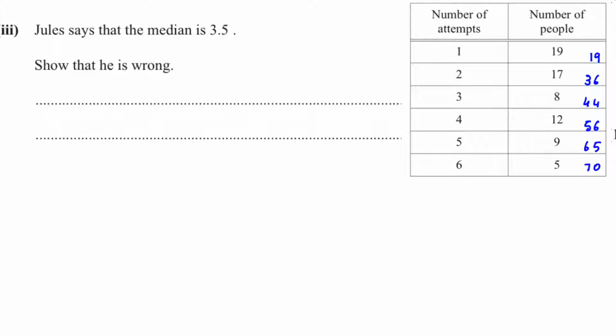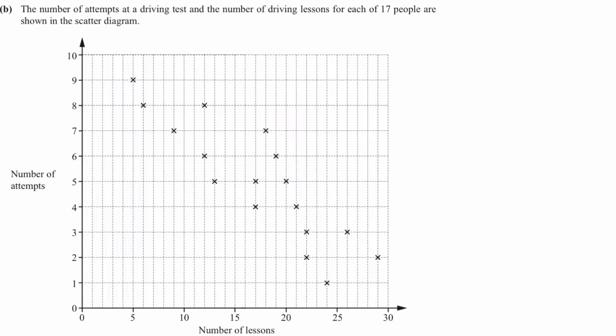Now that we know the cumulative frequency, we'll find the median. To find the median, we have to divide the frequency by 2. So frequency is 70. 70 divided by 2 is 35. This is the position of your median. Look at the table that we have made here, the frequency and cumulative frequency. 35 is going to be for the number of attempts 2. Therefore, the median is equal to 2.